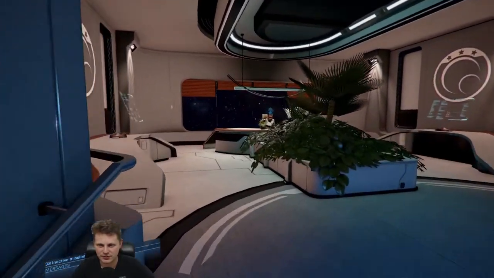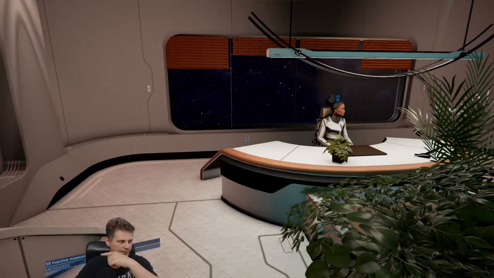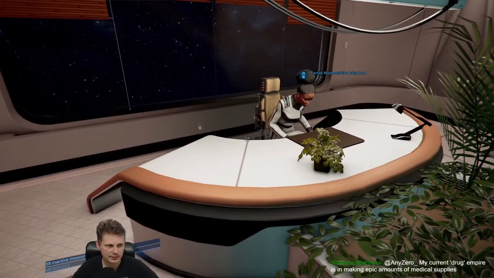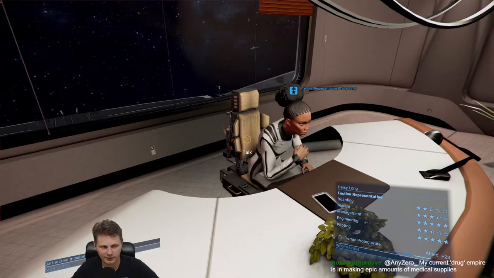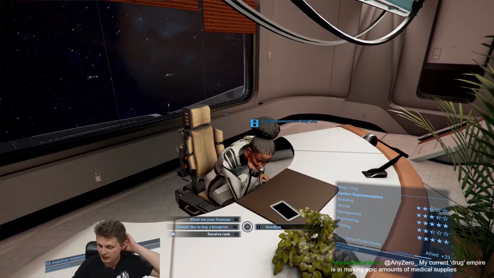So, the faction representative. We have a lot of missions, and the majority of the missions that you can see, like down there, is placing resource satellites. A medical... Oh, yeah. Medicine is also drugs, right? So, let us receive our rank.